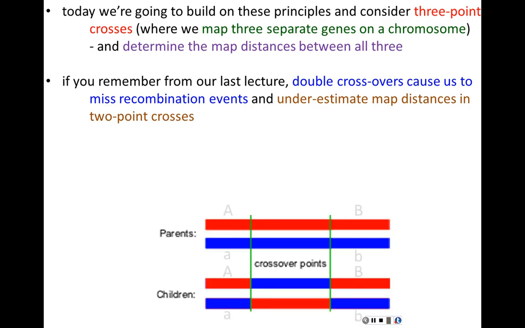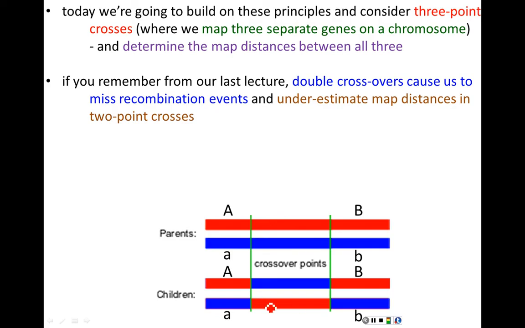Here's what we mean. If we start in the parent with a coupled configuration where dominant A is with dominant B and recessive A is with recessive B, the first crossover event flips the B alleles. The second crossover event restores them.